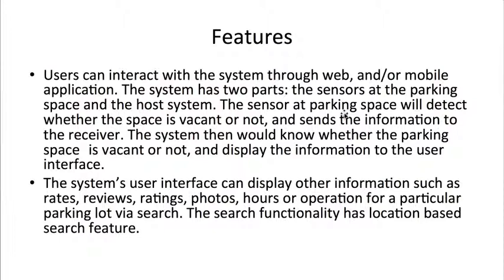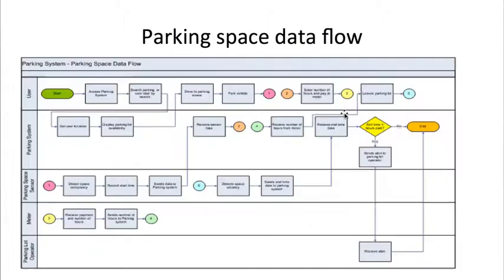The parking system would then know whether the space is occupied or not and display that information to the user in real time through the user interface. The user interface can also display other information such as the rate, the reviews, the ratings, the photos, and the hours of operation for the parking lot.